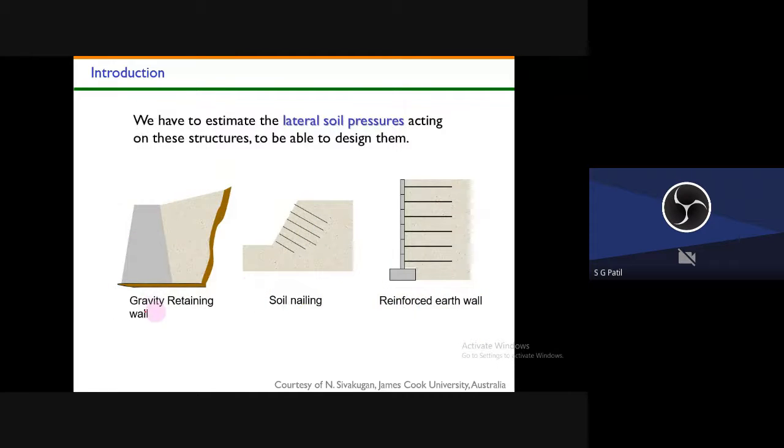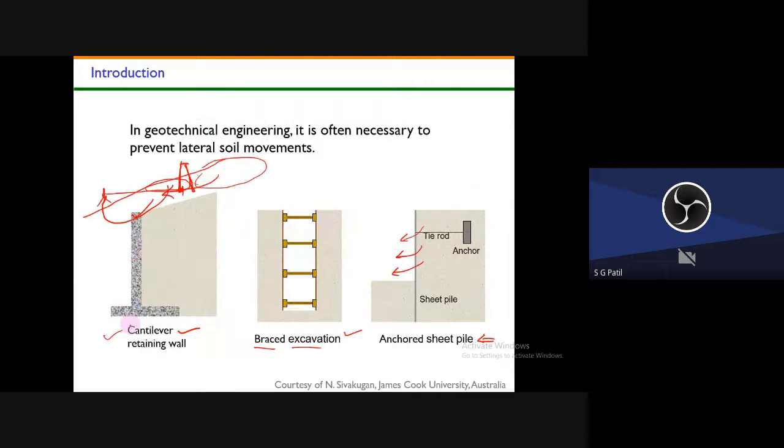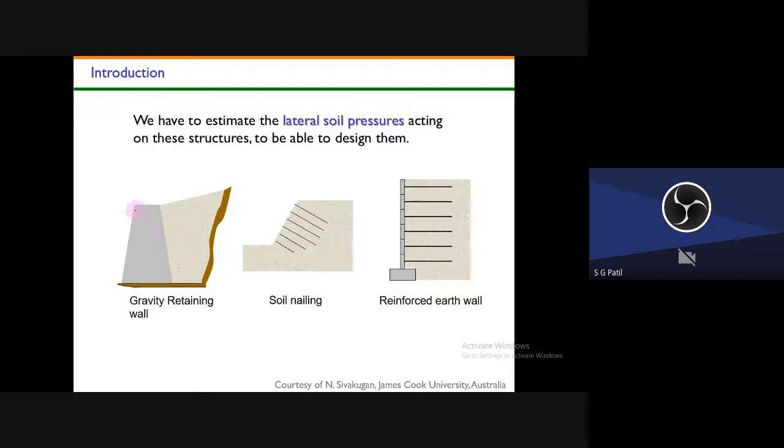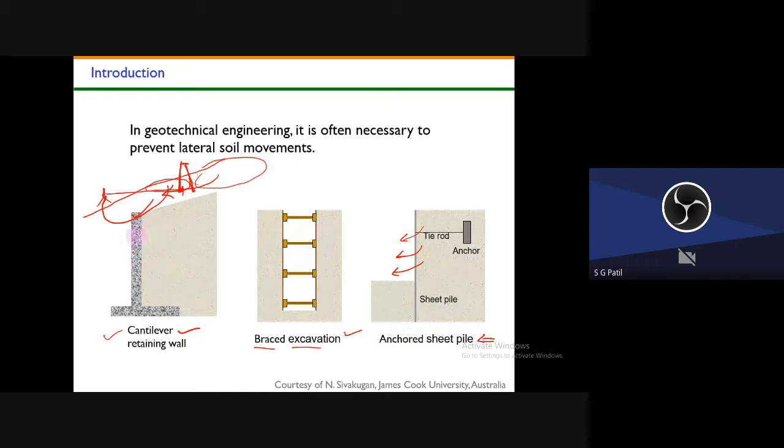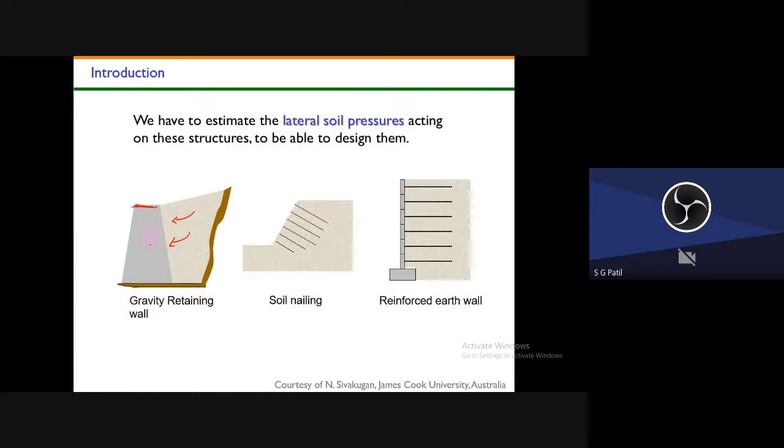Another kind of retaining wall is the gravity retaining wall. Here it is a cantilever retaining wall, and here it's a gravity retaining wall. That means the movement of the soil is entirely resisted by the dead weight of the gravity retaining wall. In the cantilever retaining wall, we will have some steel reinforcement, but in the gravity retaining wall, there will not be any reinforcement. The movement of the soil is resisted by the weight of the retaining wall.